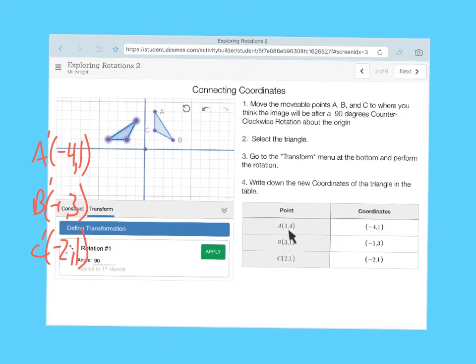Okay, now notice the coordinates. Look, A went from 1, 4 to -4, 1. B went from 3, 1 to -1, 3. Notice they're the same numbers, just flipped around in their opposite sides, all right? Let's look at another one.